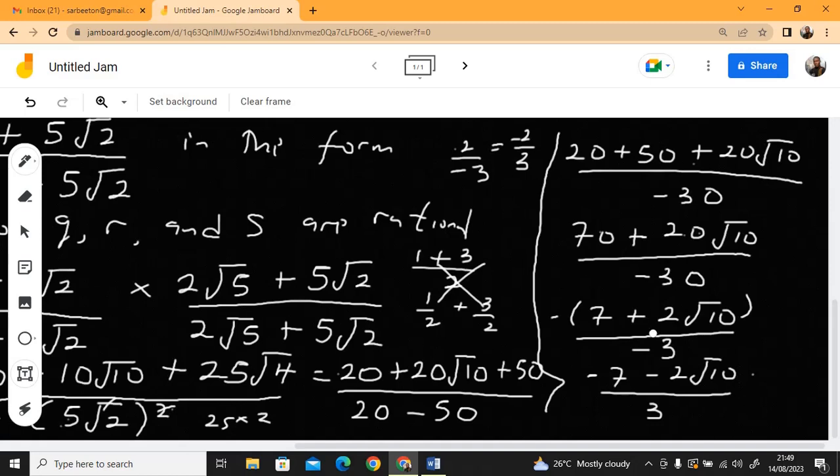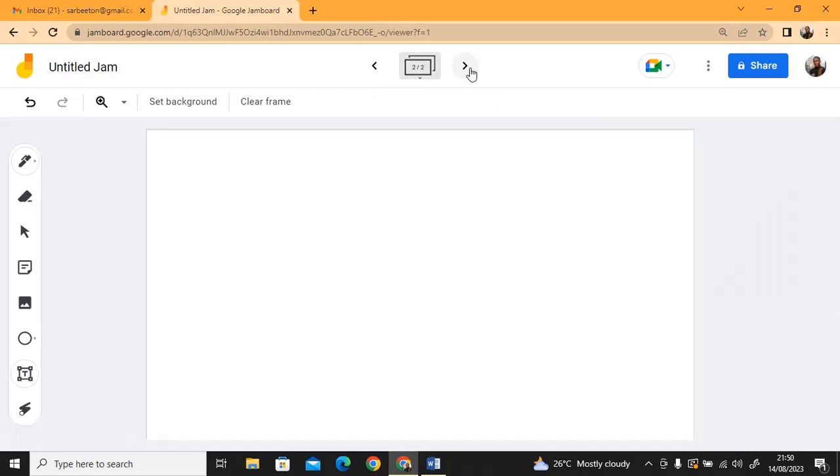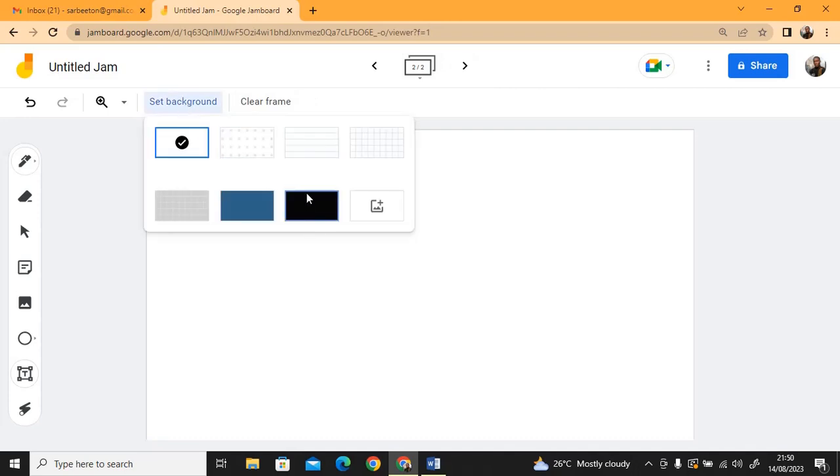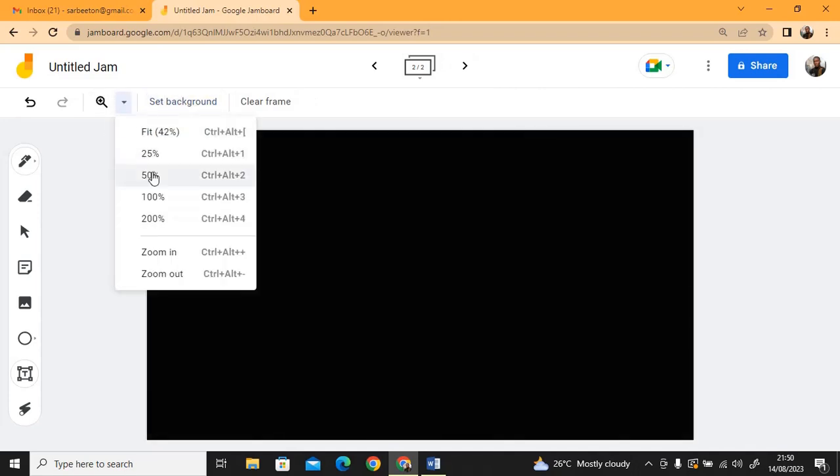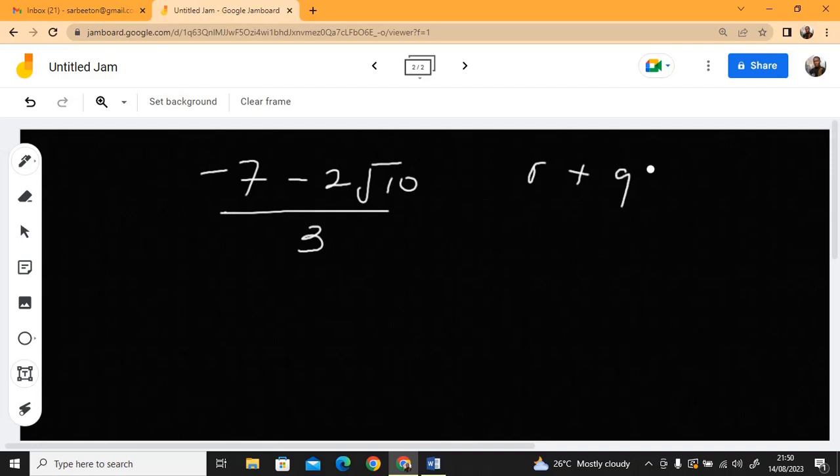Now I can rewrite this as my final answer. Let me use the other board. Minus 7 minus 2 root 10 all over 3. So I can arrange this in the form q plus r root s, and that is what our formula is.